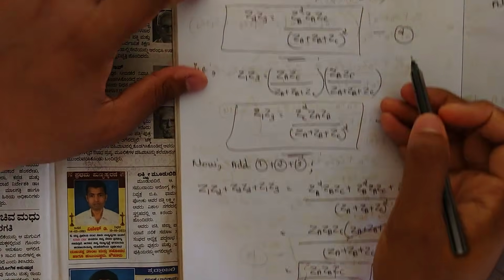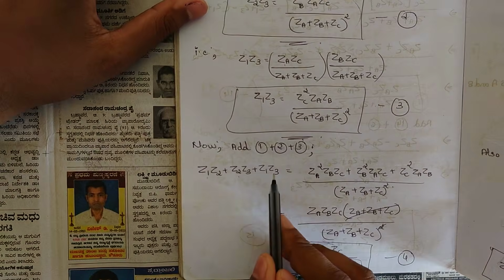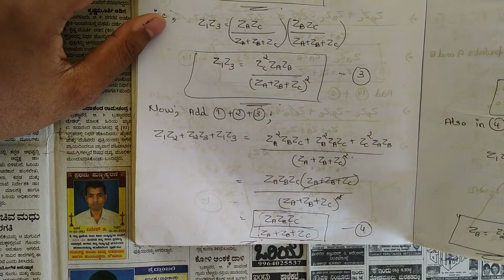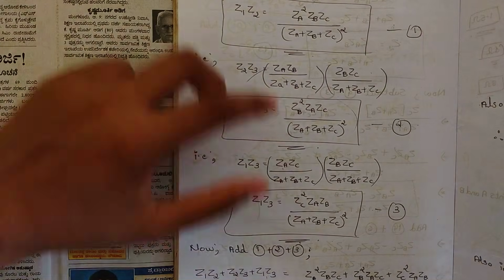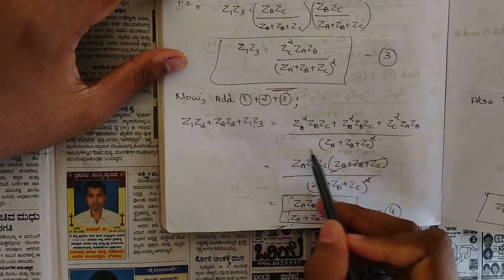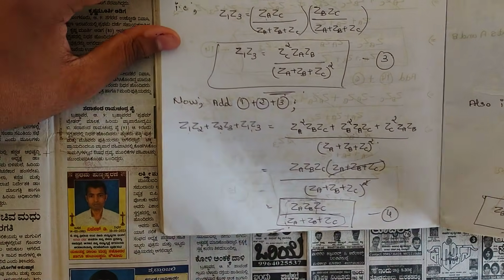Okay, add equations 1, 2 and 3, that is Z1 Z2 plus Z2 Z3 plus Z1 Z3. Add them and what would we be getting? Here again, in all the cases, the denominators are the same. Keep it as one common denominator and add all of the numerators. That is what I have written here.